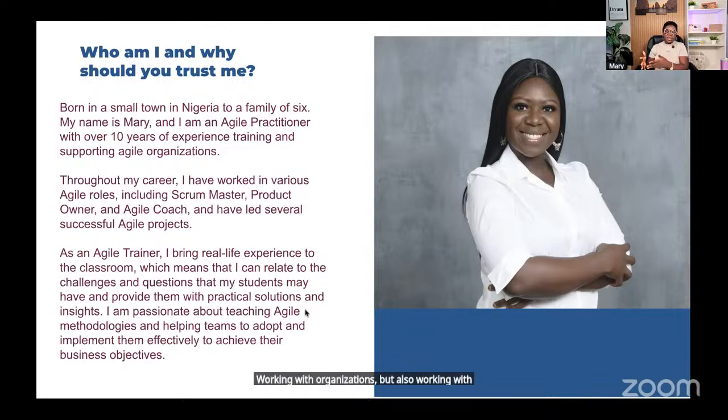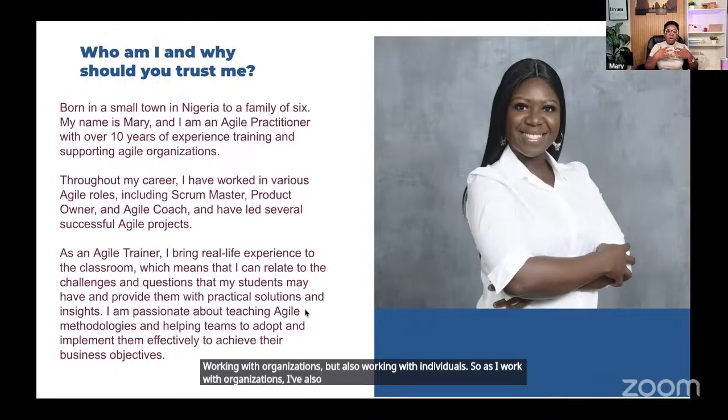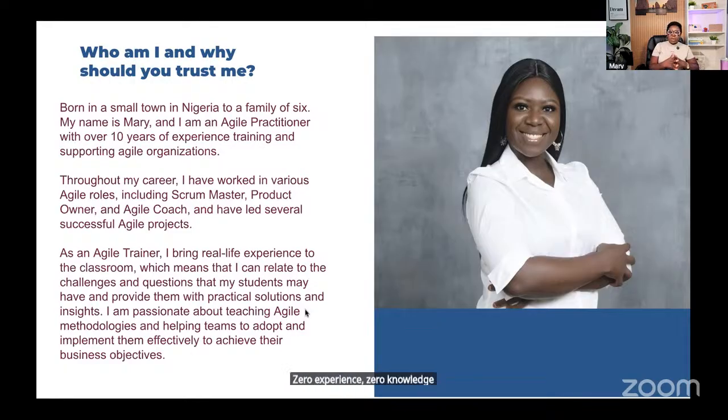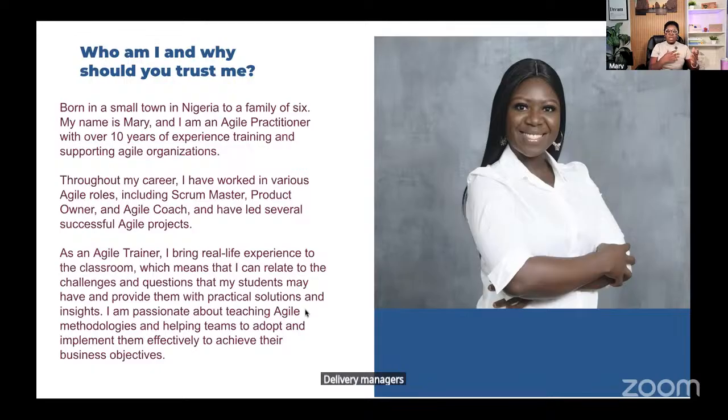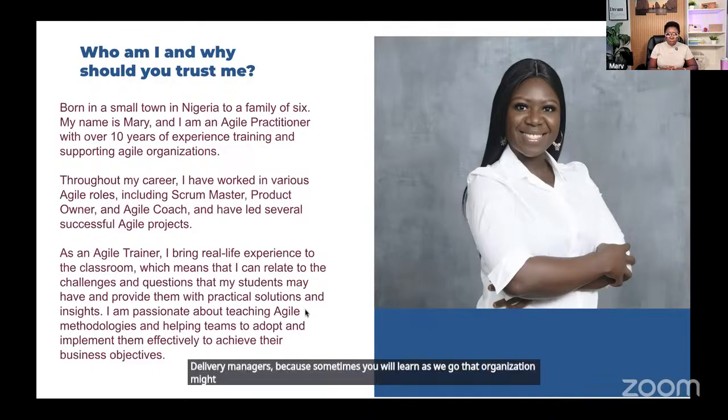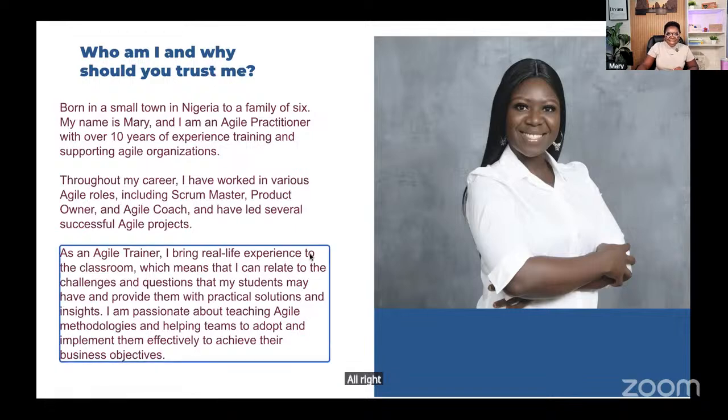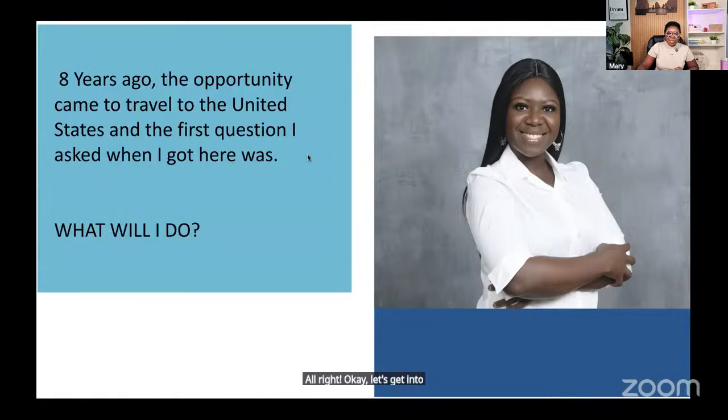So as I work with organizations, I've also worked with hundreds of individuals who had zero experience, zero knowledge about corporate world, and now they are doing well as a Scrum Master, product owner, business analyst, delivery managers. Because sometimes you will learn as we go that organization might switch the title of these roles, but they are basically the same thing. All right. Okay, let's get into the real deal.